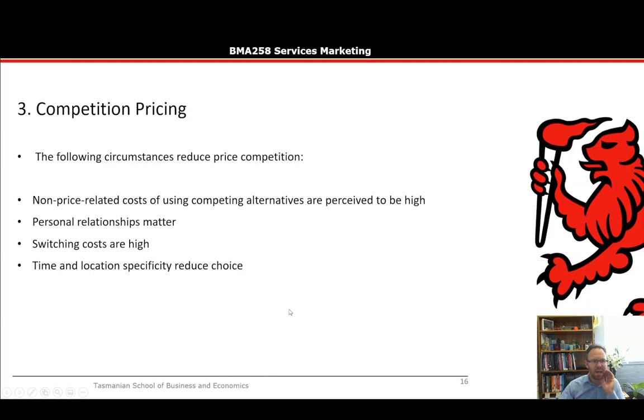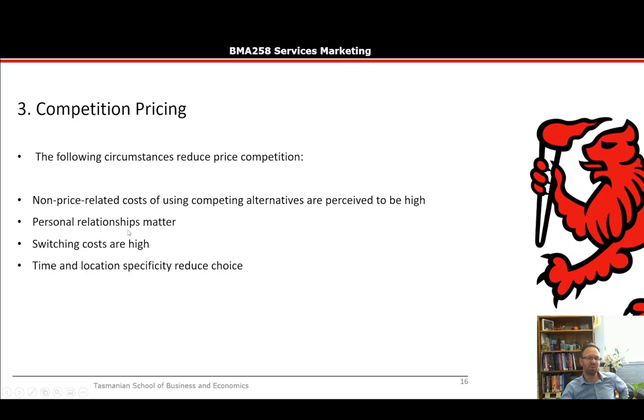All right. The following circumstances reduce price competition. Non-price related costs of using competing alternatives are perceived to be higher. Whether it is or not is actually not really important. It's whether customers perceive it to be higher.